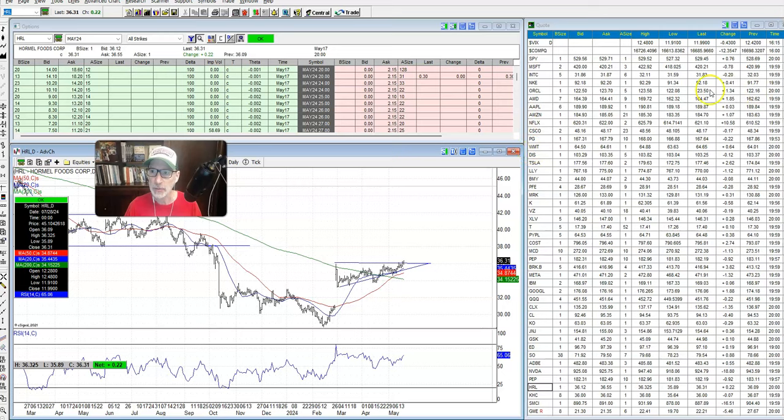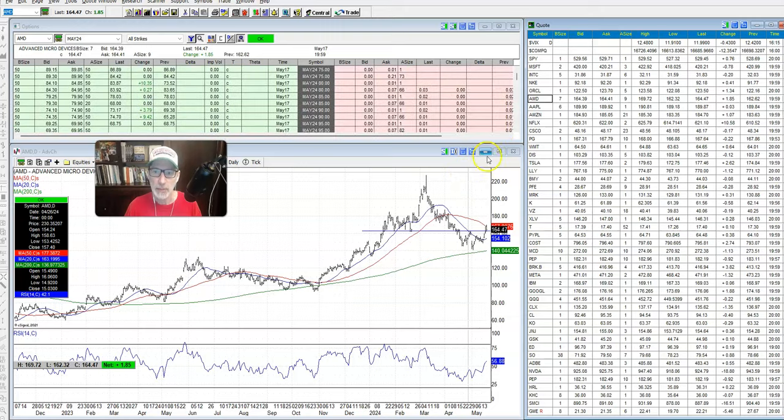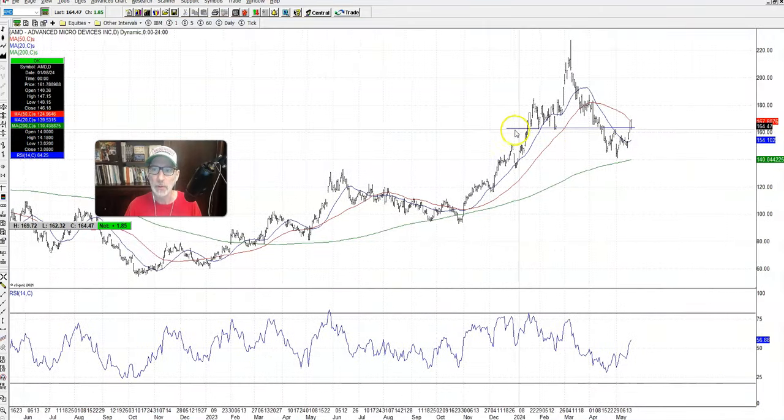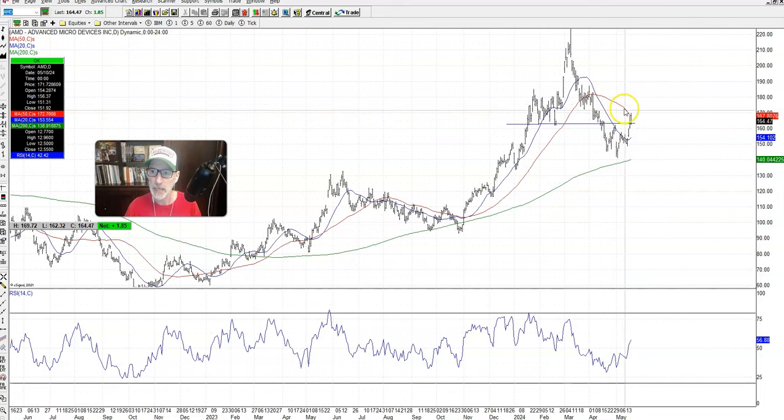Is there any other stocks of note? Let's see. AMD starting to come back a little bit. It had the support, but it broke. But there was the 200-day moving average lurking down below. It rallied back, but it's finding some resistance at this down sloping 50-day moving average. So it got knocked back down a little bit here.